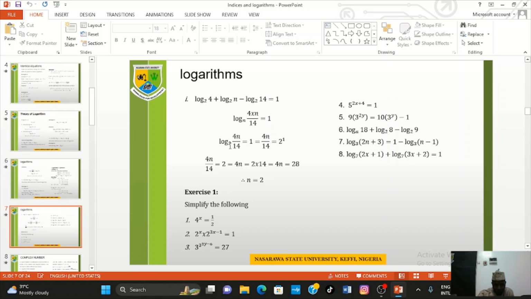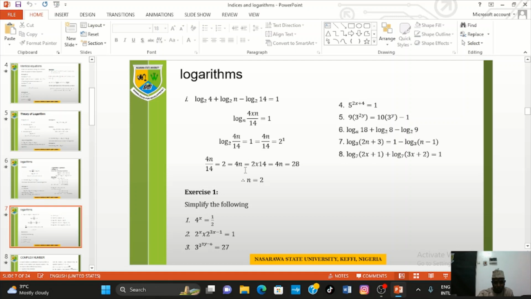So this base 2 will now say 4n all over 14 will be equal to 2 raised to the power of 1. We have it as this. So 2 raised to the power of 1 is 2. So 4n all over 14 equals 2.